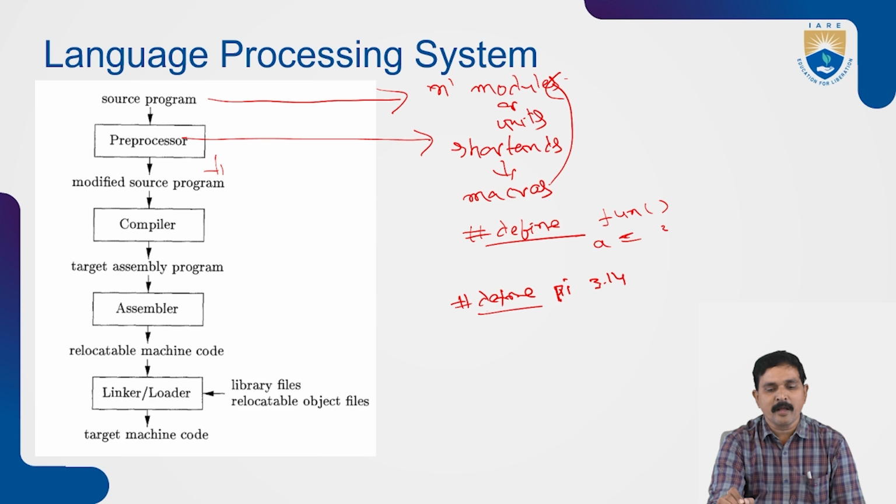So you should elaborate what the value of the variable or the code of the particular module is, so that the source code can be converted into the modified source program by the preprocessor. That is the first step you have to observe.